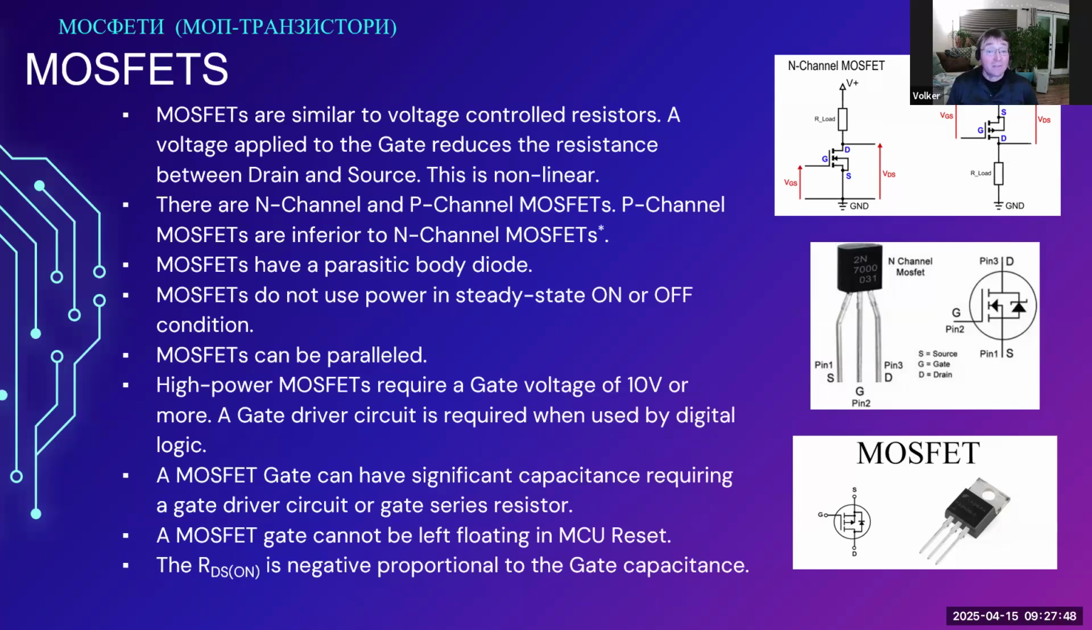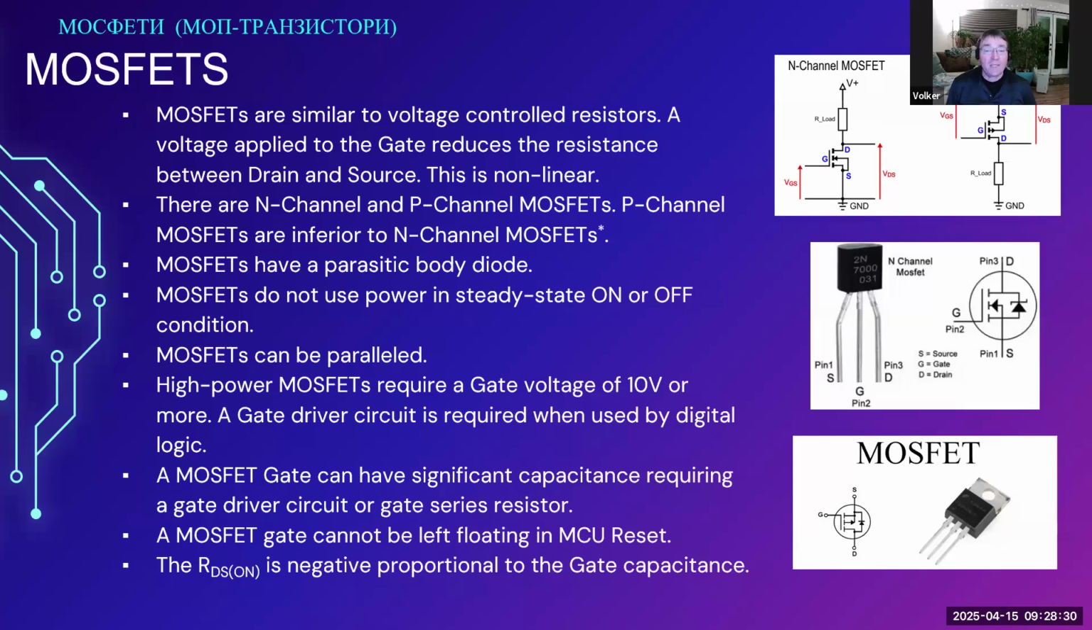A voltage applied to the gate reduces the resistance between drain and source. This is nonlinear. There are N-channel and P-channel MOSFETs, similar to NPN and PNP transistors. I'm writing this: P-channel MOSFETs are inferior to N-channel MOSFETs. If this was a class, I would be expecting an outcry. How can I say this? There are perfectly good P-channel MOSFETs everywhere. What I mean here is, as a combination of parameters, generally a P-channel MOSFET is inferior to a similar N-channel MOSFET.